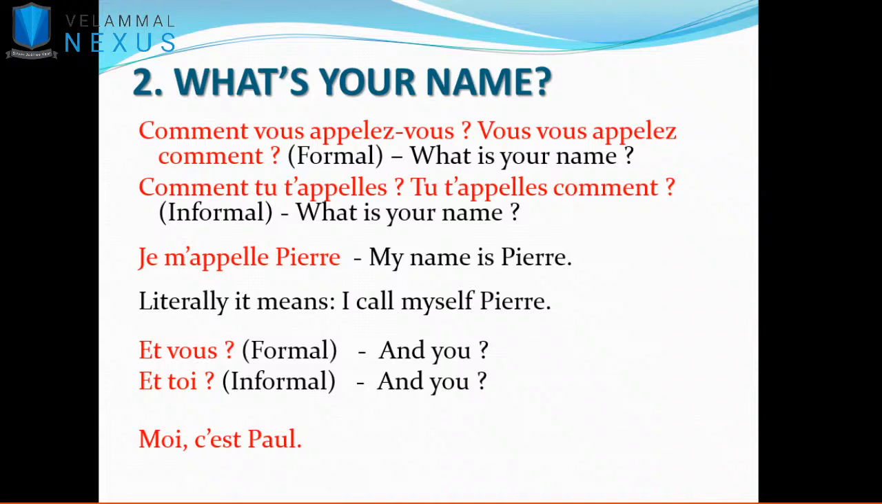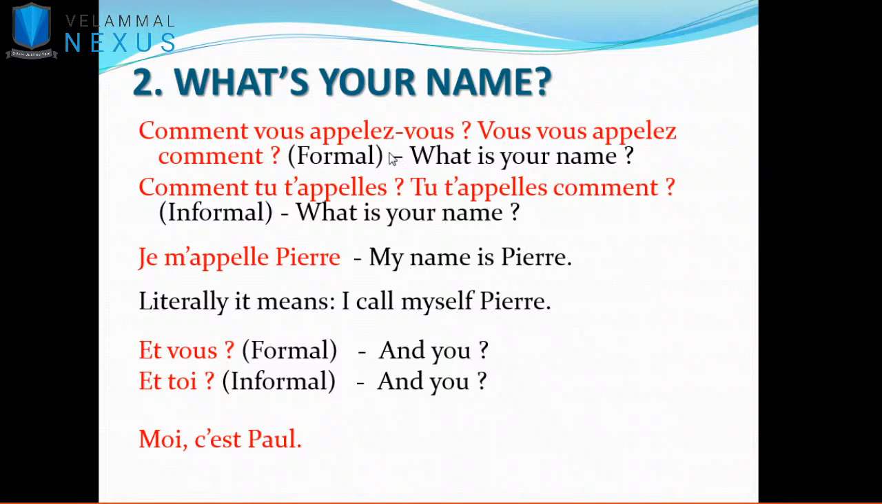That's a verb we saw right now. Literally, it means I call myself Pierre, but you cannot translate it that way. The right translation is, my name is Pierre. So that's the way we say that in French. Je m'appelle. Come again. Je m'appelle.